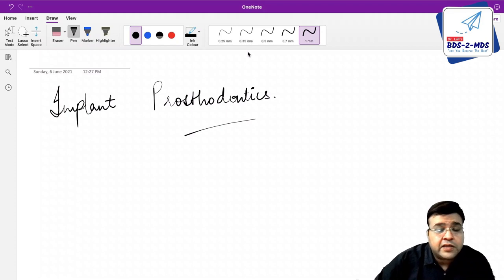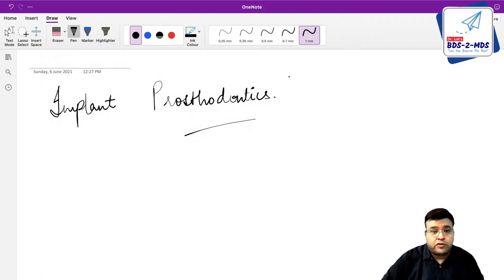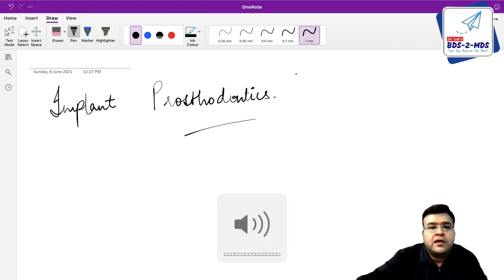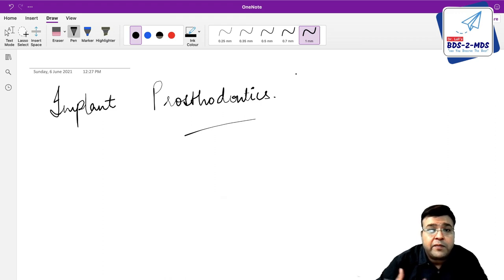So today we are going to discuss implant prosthodontics. We're not going into great details of implant dentistry because it is a very, very huge topic. Plus, the problem with implant dentistry is that the concepts, the values, the way we proceed with the treatment plans, everything keeps on changing. On a routine basis, you have newer developments which get incorporated into practice.